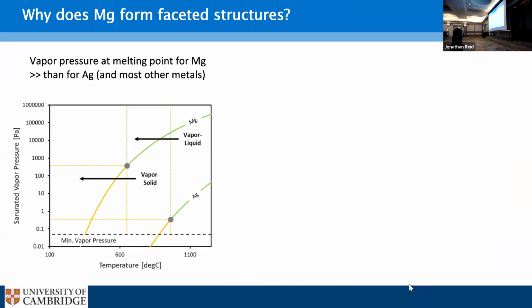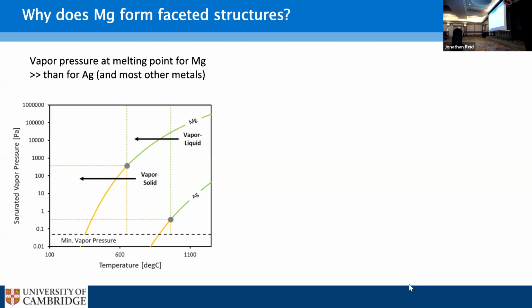And I think these shapes can probably be explained by the nature of phase change. And what I mean by that is either the vapor to liquid or vapor to solid nucleation and growth regime. So magnesium actually has a really high vapor pressure at its melting point compared to most metals. So in this plot comparing silver and magnesium, you can see that at the melting point, the gray dot, the vapor pressure is almost 3 orders of magnitude higher than that of silver. This is a log scale here.